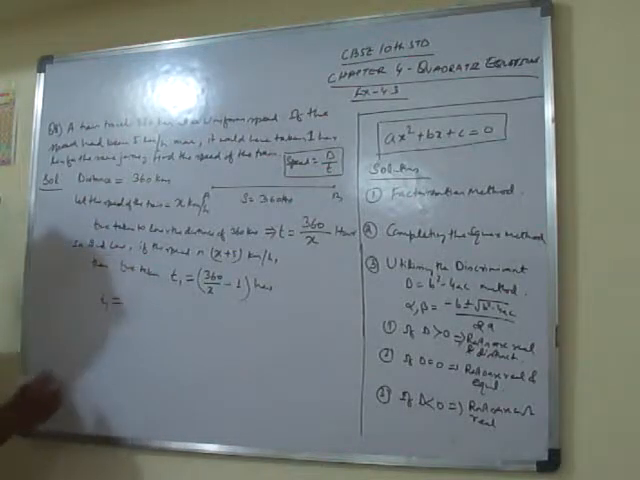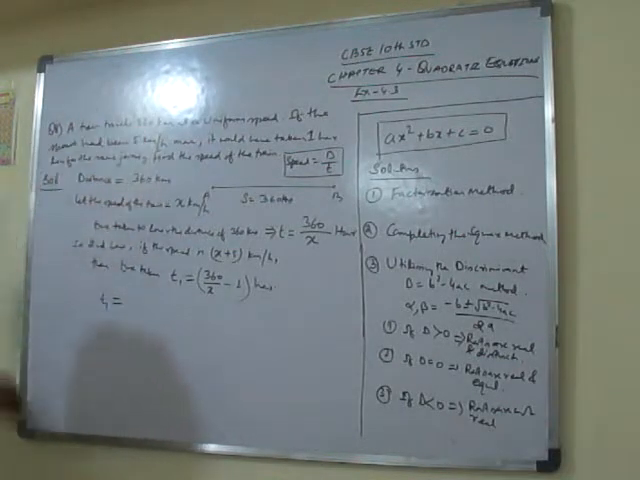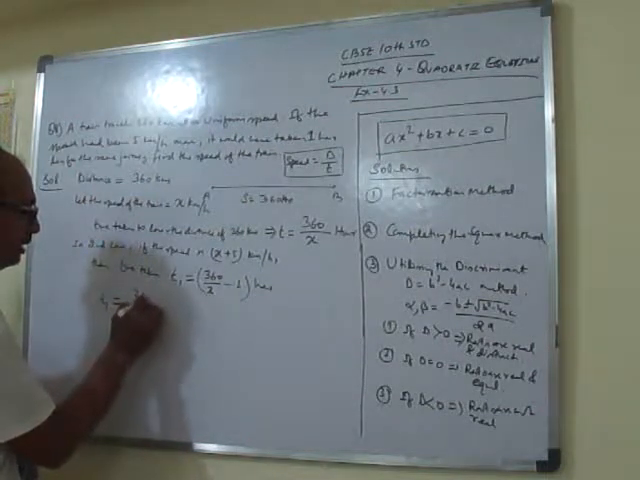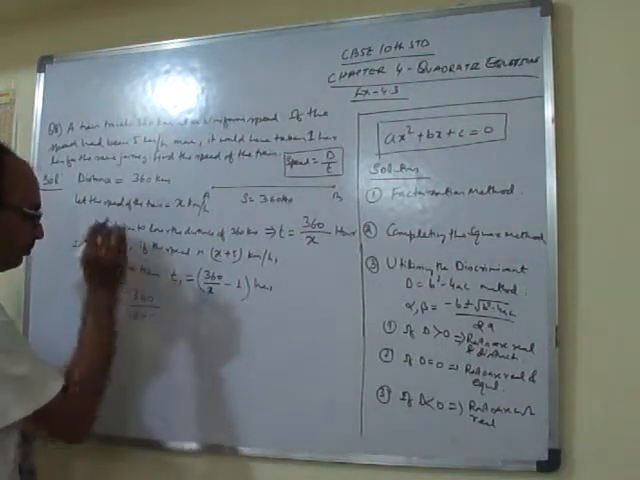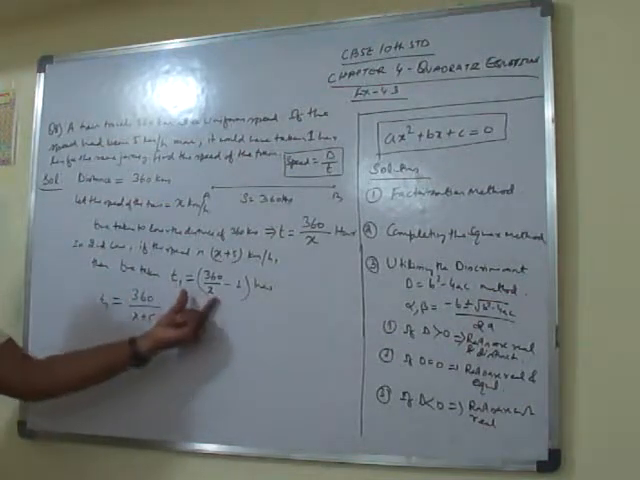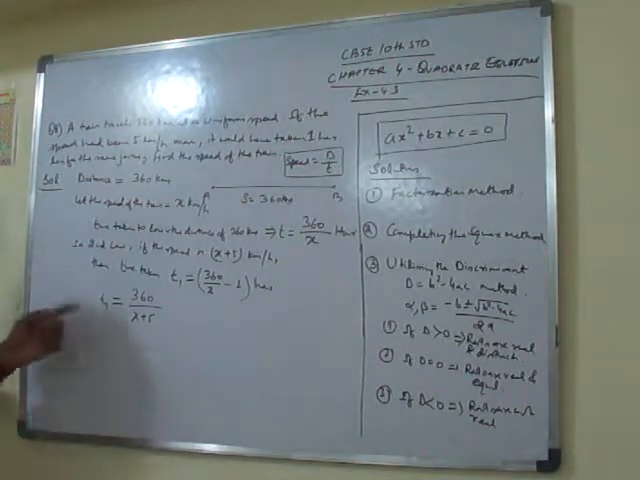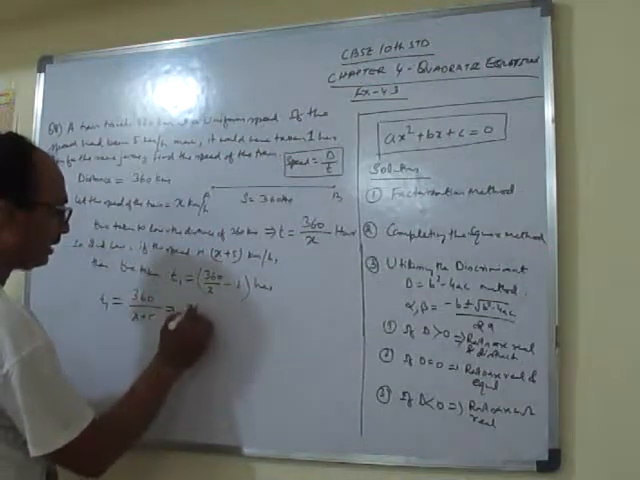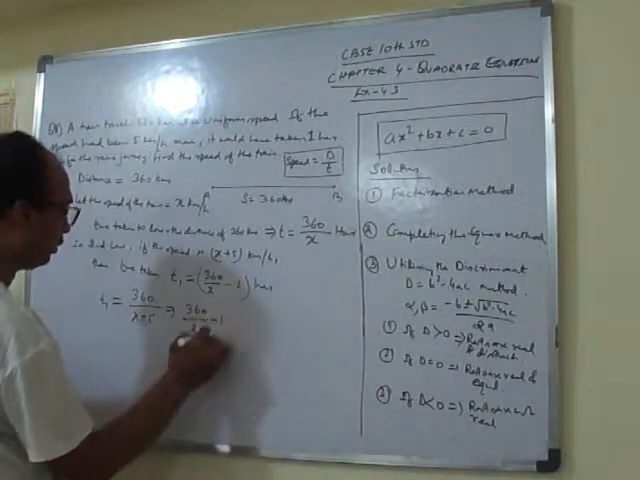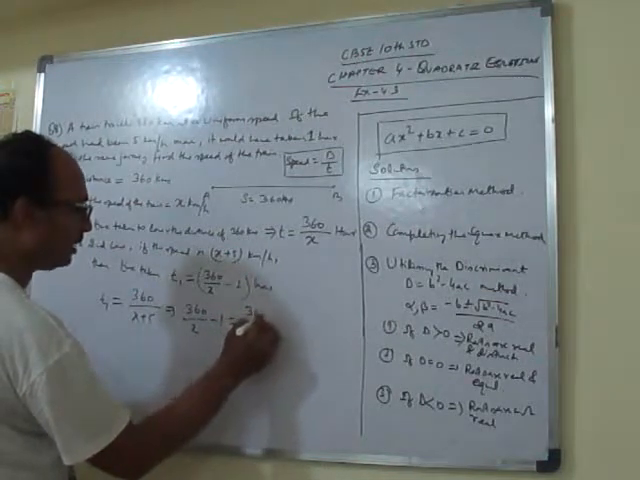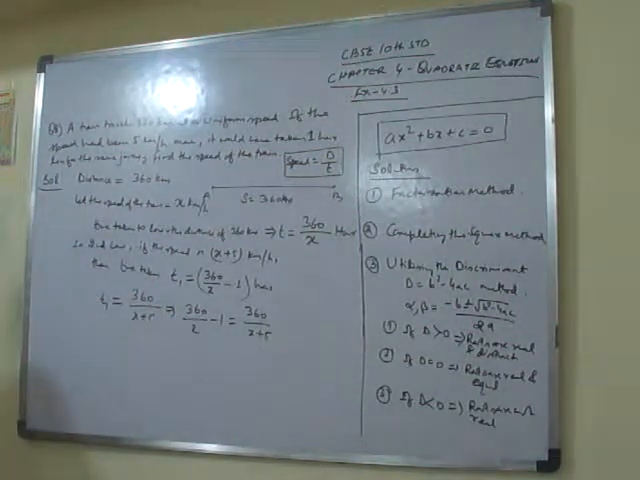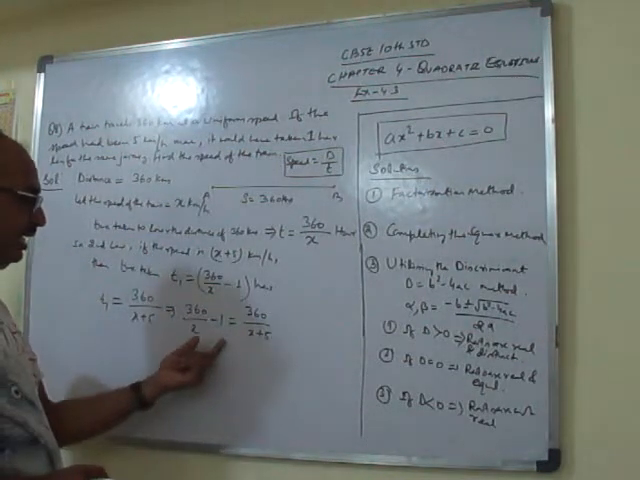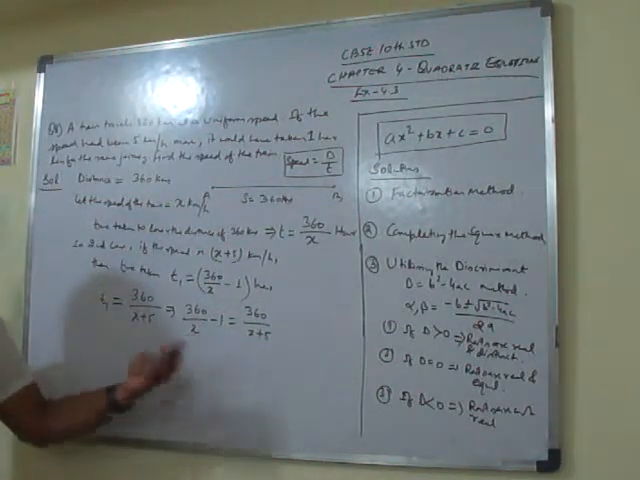is equal to, again distance is same, 360 by. Now speed of the train is what? X plus 5. Correct? And this T1 is 360 by X minus 1. So we can write it as 360 by X minus 1 is equal to 360 by X plus 5. Yes or no? Okay. So now when we are writing in this way, a quadratic equation will come.